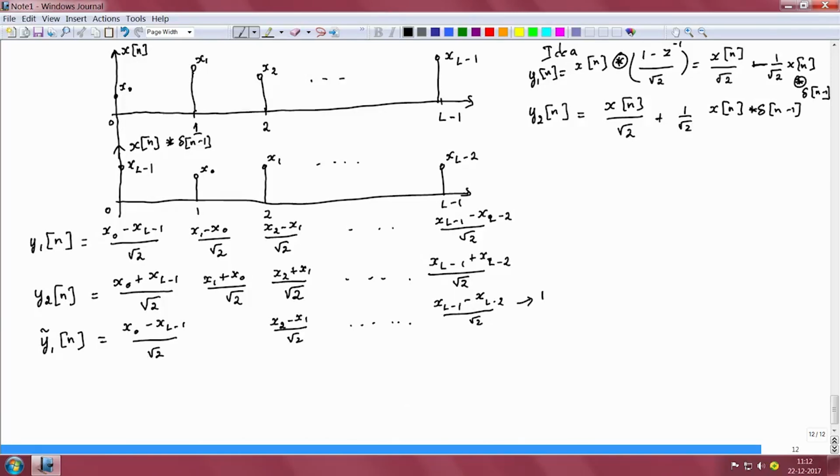This is if L is odd, or the previous one, which is x L minus 2 minus x L minus 3 by root 2, if L is even. And y2 tilde of n similarly is going to be the same set of samples with just the positive sign.